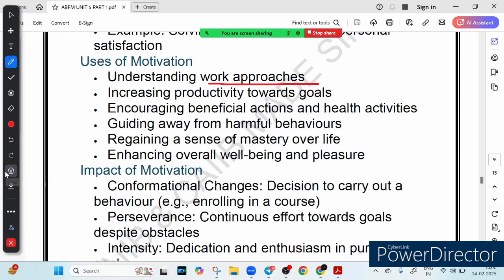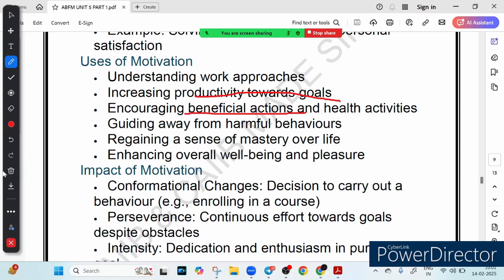Second point is that it increases the productivity toward goals. What it means? That if you want to hit your CIIB study target, a strong motivation, whether internal or external, keeps you consistent and focused. The third thing is that it encourages beneficial action. It means motivation does not just help in studies or work. It also pushes us toward good habits like exercising, eating healthy, and staying disciplined.